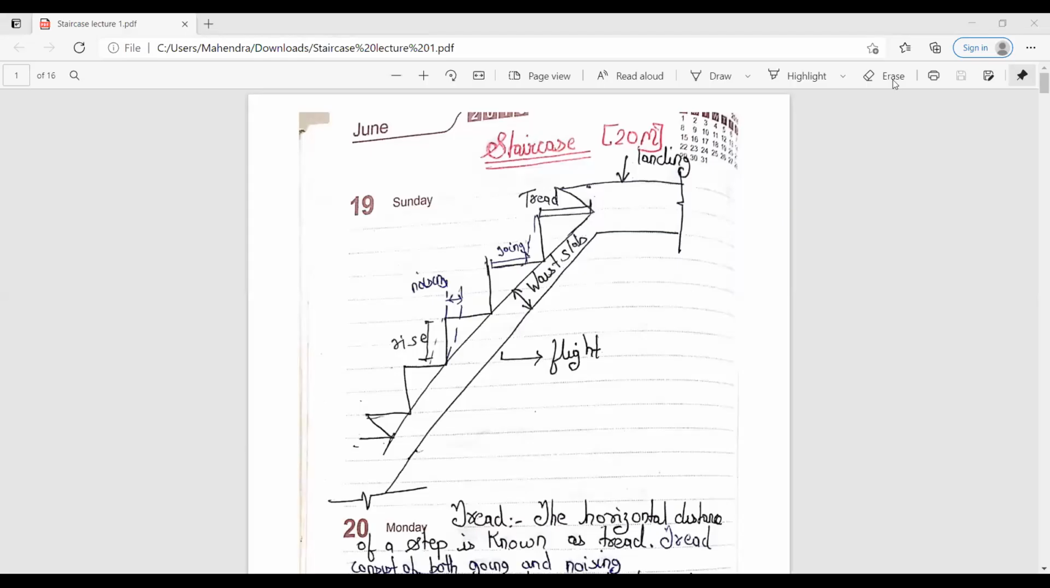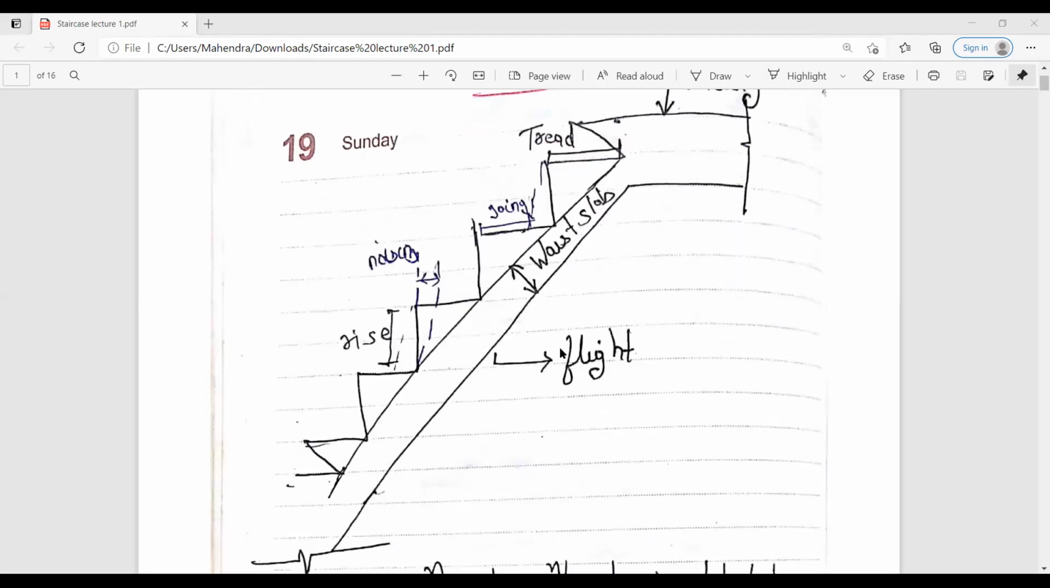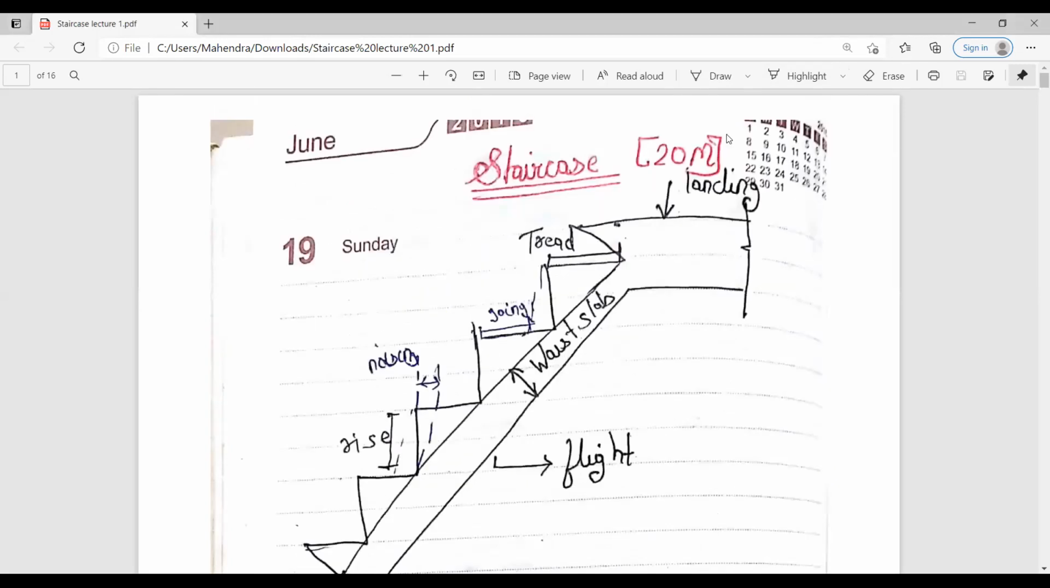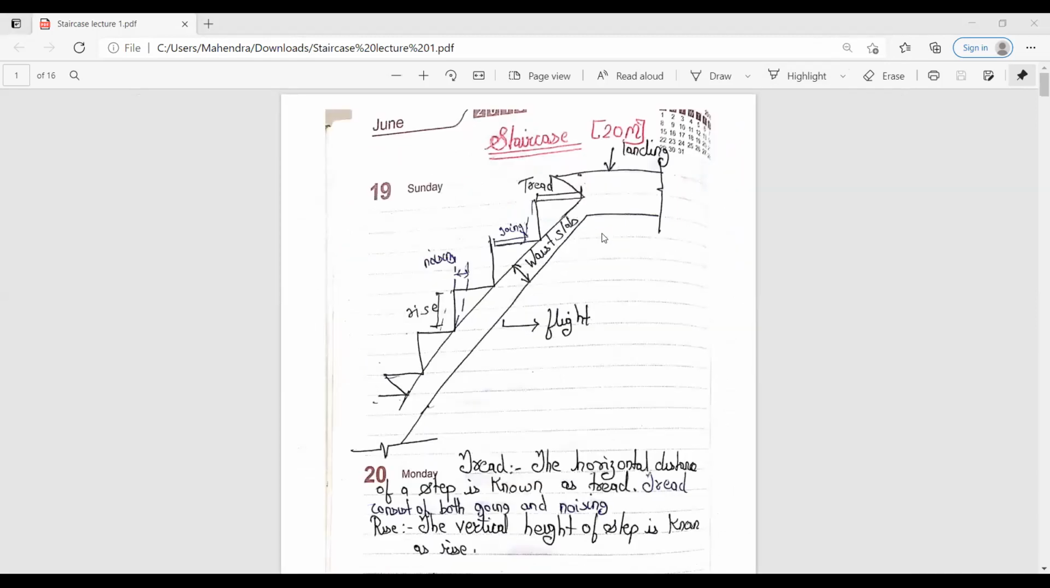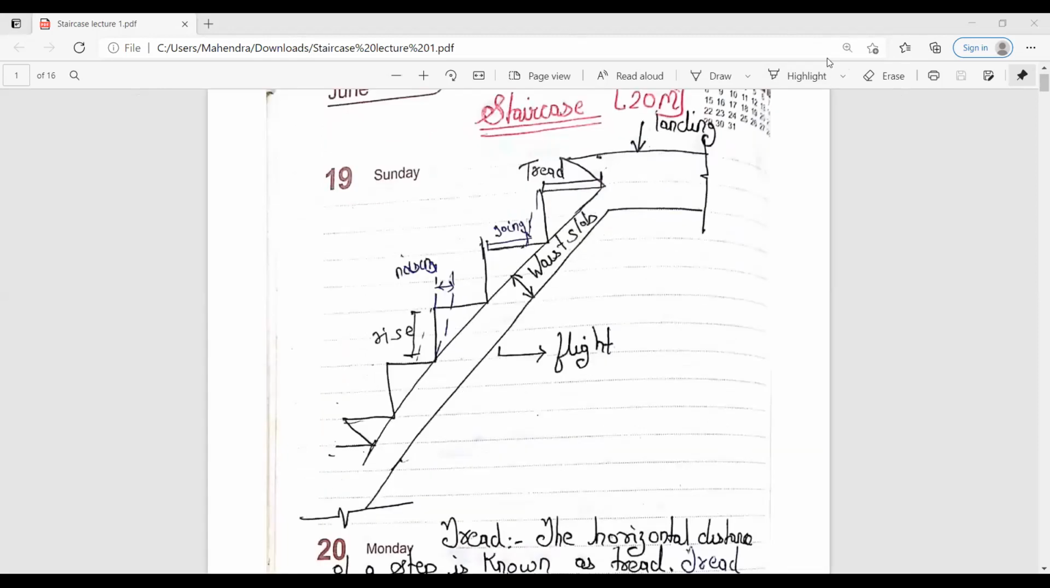So we'll start with the design of the staircase. Is my screen visible to everyone? The design of the staircase is asked for minimum 16 marks and maximum 20 marks. This is asked in question number 2, 3, 4, any of the questions. This is your module number 2 according to your syllabus.